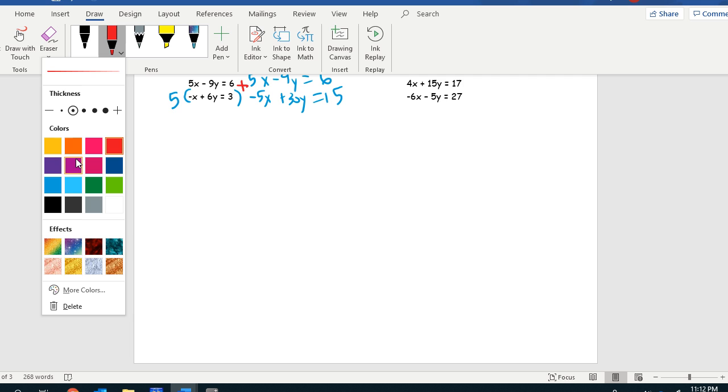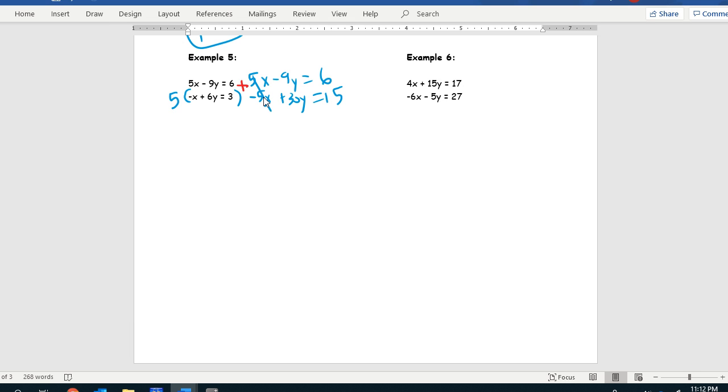All right, so what is 5x plus -5x? Well, those terms are eliminated. That's 0. What is -9y plus 30y? That's 21y. What is 6 plus 15? 21. Divide both sides by 21. Y equals 1.